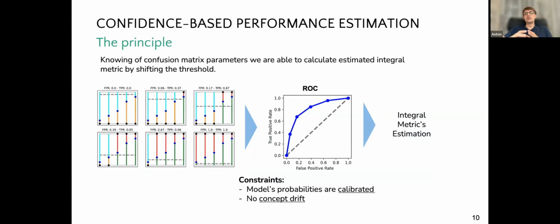So now we can move the threshold and make the same calculations, gaining an integral metric such as ROC AUC, for instance. This gives us an estimate of the model's overall performance, which can then be used in analysis and decision making. But what are the method's constraints?